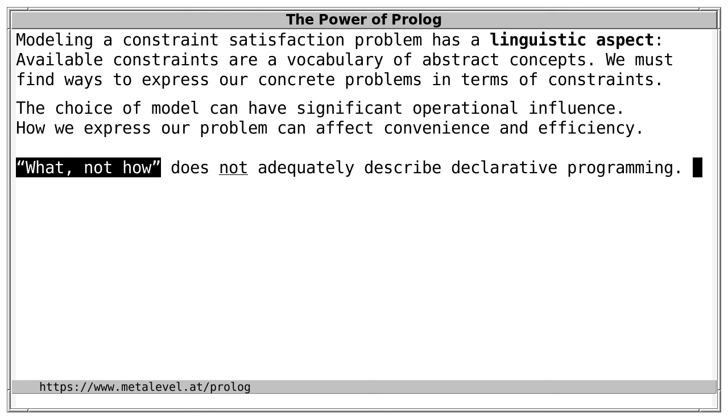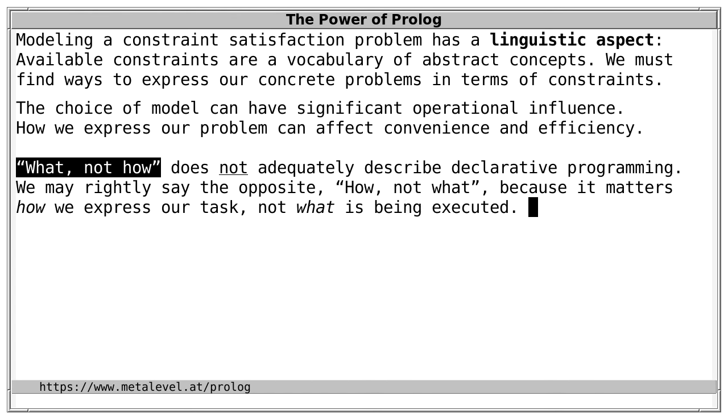And at least in my opinion, this does not adequately characterize declarative programming. In fact, as a consequence of what we just said, we may rightly say the opposite: how, not what. Because it matters how we express our task, not what is being executed. And personally, I never understood what the slogan in this form is supposed to mean, because what is what?